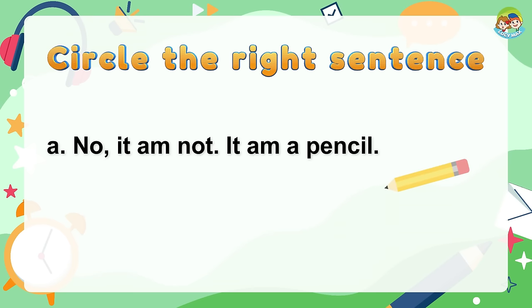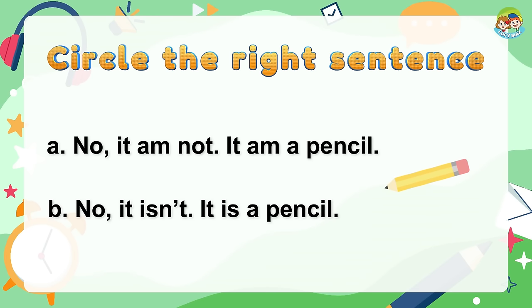A. No, it am not. It am a pencil. B. No, it isn't. It is a pencil. The answer is B, because the pronoun it goes with the be verb is. So you circle B.